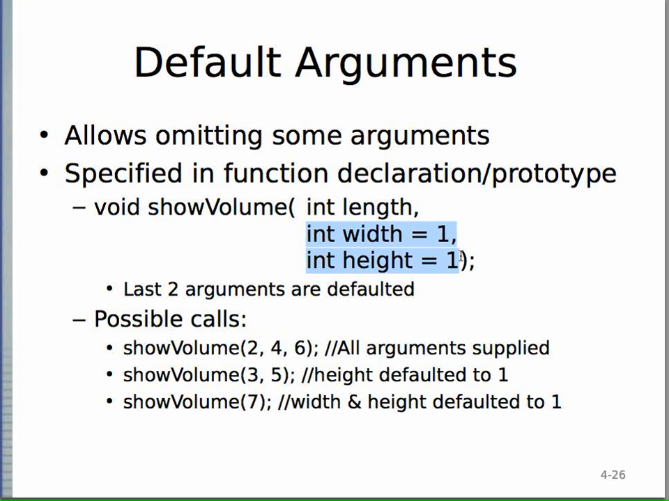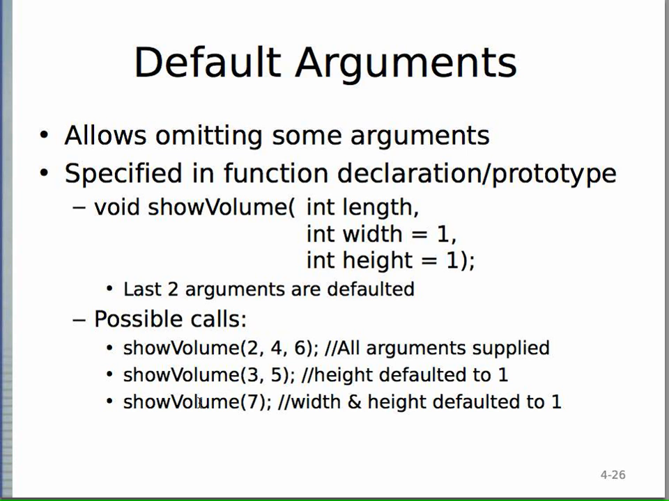So, the function declaration, which can also be the function definition. When you declare the function, the last argument, or actually all of the arguments, can have default values assigned. So this is saying that whenever this is called, if there is only one argument, then these other two will get their default values of 1.